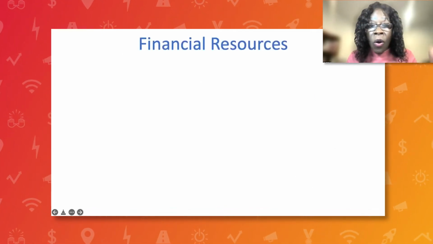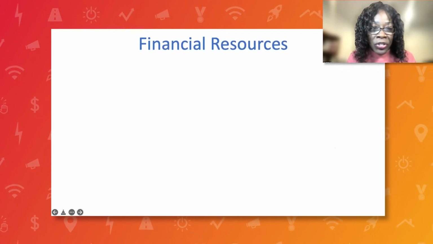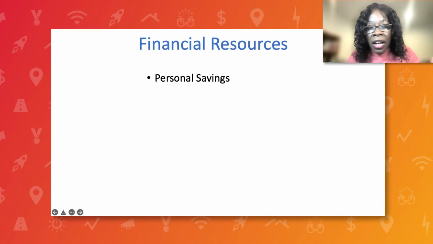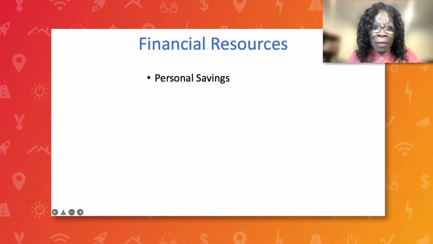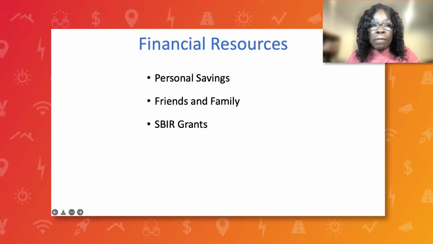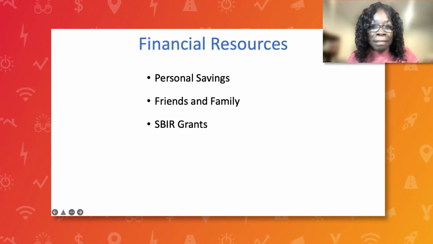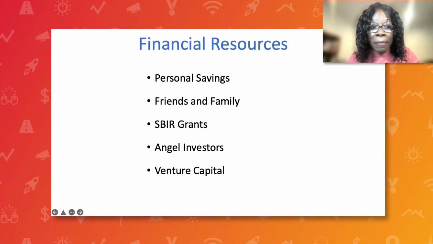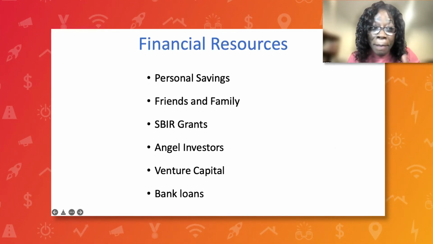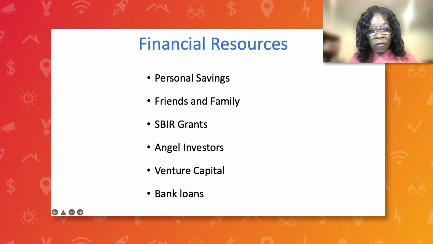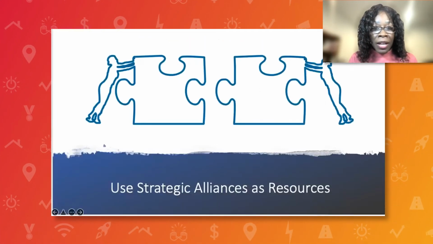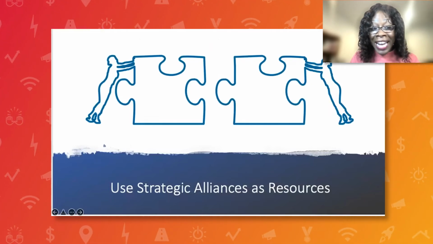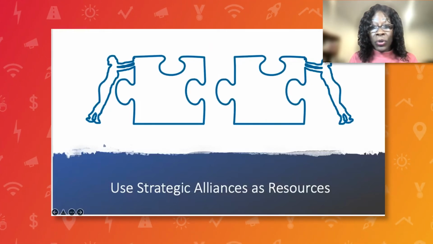You're also going to need financial resources, and they can be things like your personal savings. You could ask friends or family to invest. You can get an SBIR grant. That's a government grant. Angel investors, venture capital, bank loans, something that's really hard to get. But these are the financial resources. And so what I want you to also think about, so we talked about key activities, key resources.